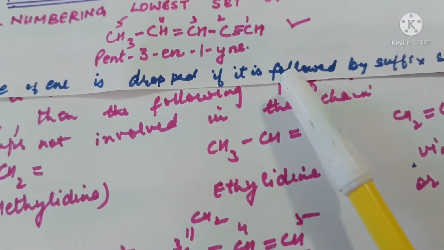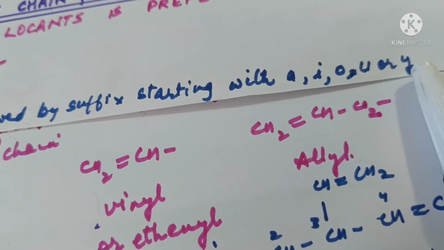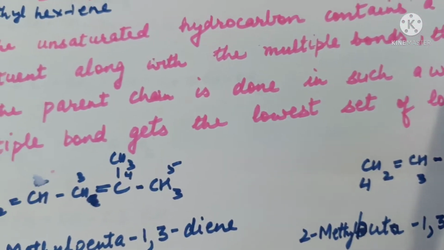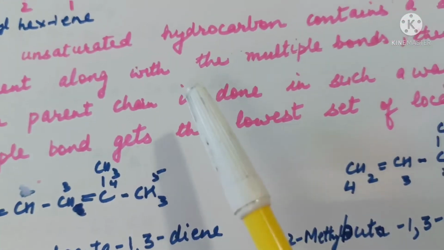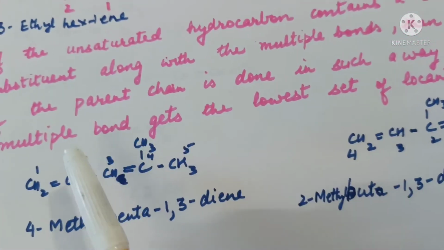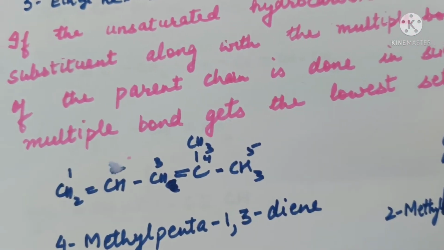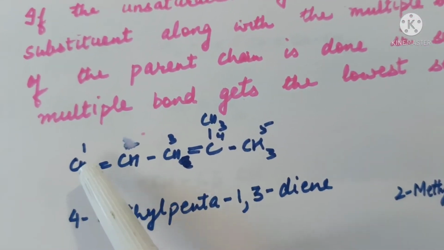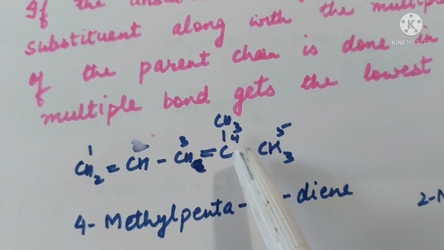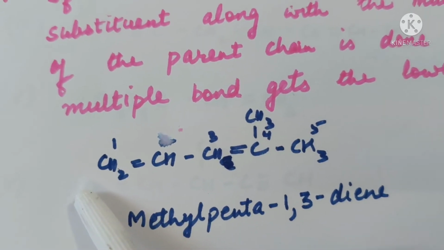The e of ene is dropped if it is followed by a suffix starting with a, i, o, u or y. If the unsaturated hydrocarbon contains a side chain or substituent along with the multiple bond, then the numbering of the parent chain is done in such a way that the multiple bond gets the lowest set of locants. So for example, even though the substituent gets a higher locant over here, we start the numbering from this end because the multiple bond is closest from this end.